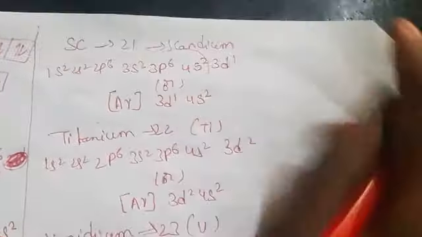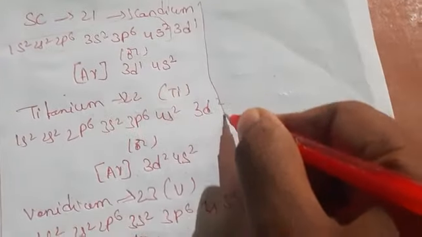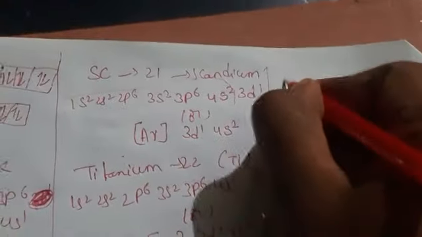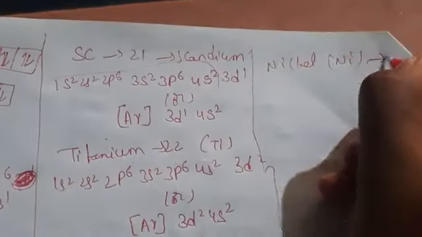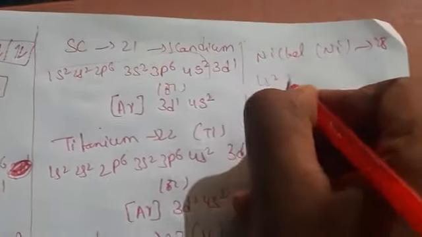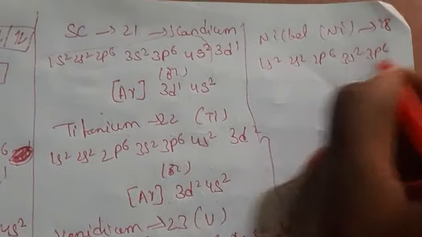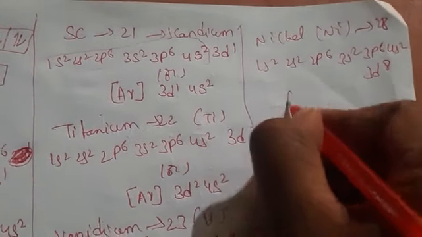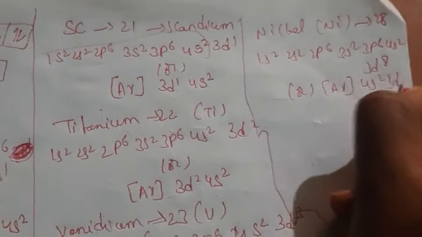So still we have nickel, copper and zinc. For nickel, the symbol is Ni, having atomic number 28, 1s2 2s2 2p6 3s2 3p6 4s2 3d8. Or we can write argon 4s2 3d8.